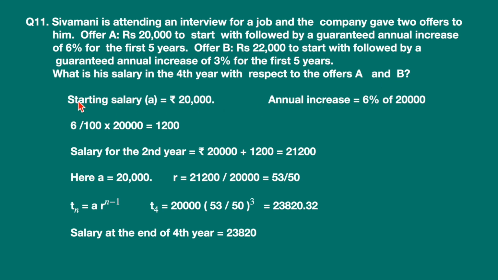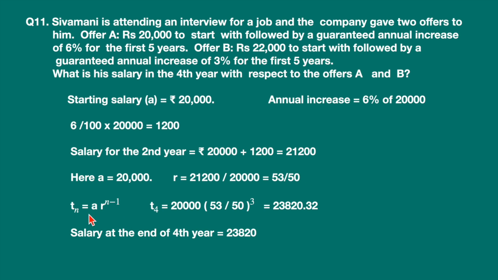So let us do offer A. Starting salary in offer A is 20,000, increase is 6%. So after 1 year, his salary will be increased by 6%. So let's find out 1,200. Salary for the second year will be 20,000 plus 1,200, 21,200. So here A is 20,000. Common ratio will be this upon 20,000, that is 53 upon 50.